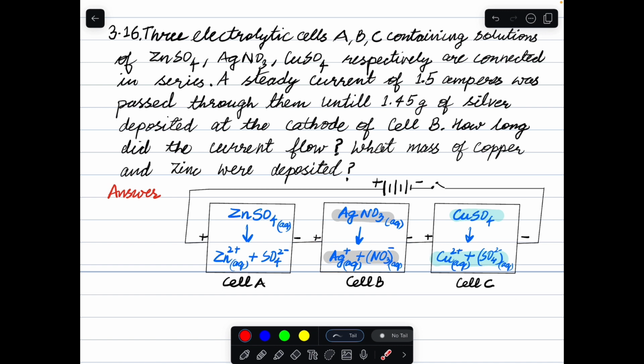In cell A we have zinc sulfate, in cell B we have silver nitrate, and in cell C we have copper sulfate solution. They are connected end to end, that is, in series. Therefore an equal amount of current is passing through all 3 electrolytic cells. Now, the second part of the information: a steady current of 1.5 ampere was passed through them.